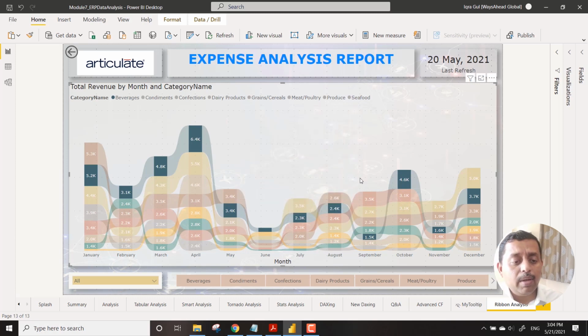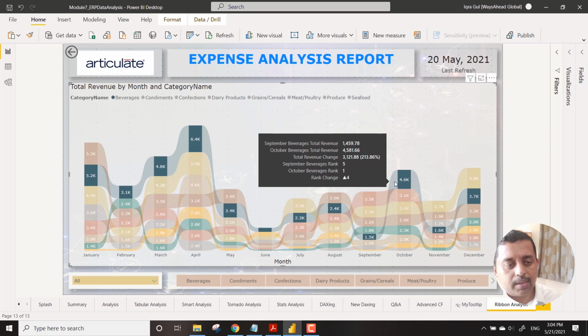But if you just go to the other ones, you can see how the dips were there, right? Similarly, if you go to September and October, this is just the reverse case. It shows that we had a jump of around 213% in terms of revenue, and that helped beverages move from the 5th position to the 1st rank, a jump of almost 4 points in terms of revenue.